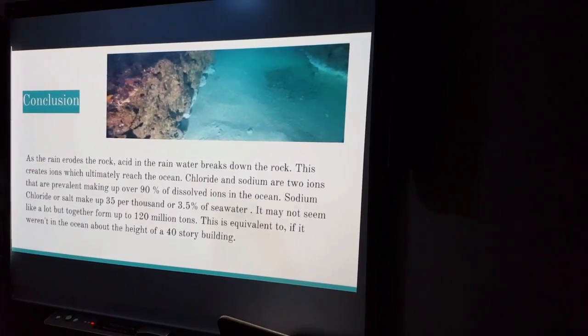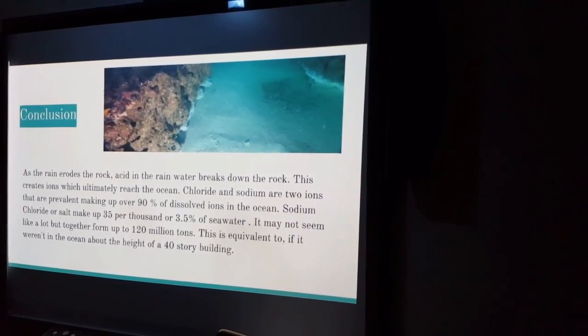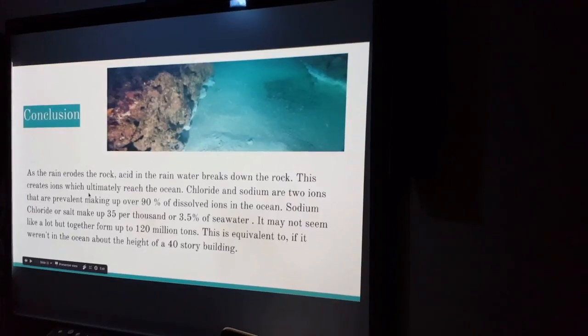And yeah, that's the end. I was going through most of the PowerPoint as we went along, so that's why it's just 2 slides. But yeah, that's it.